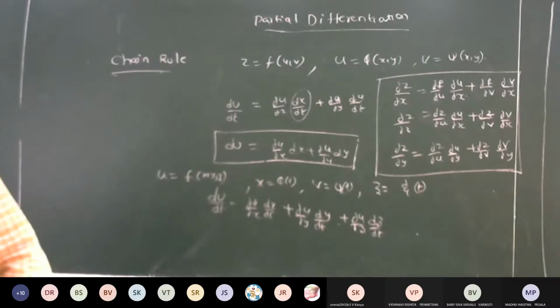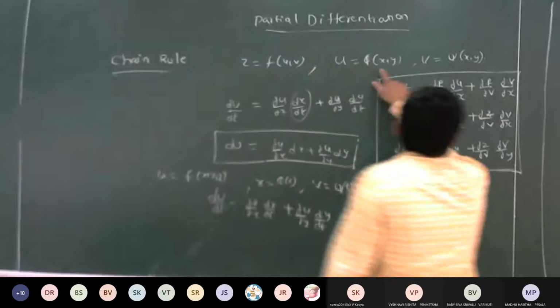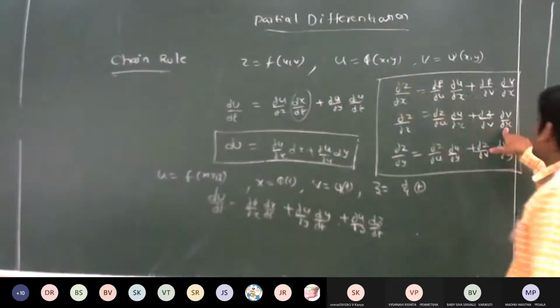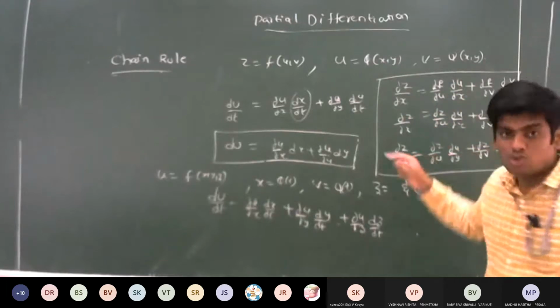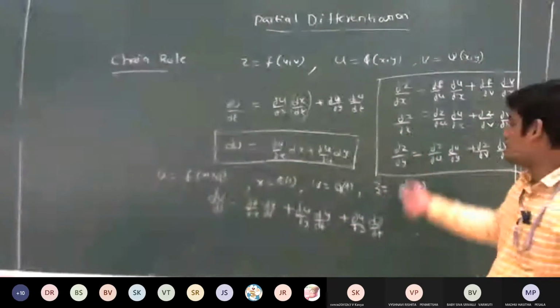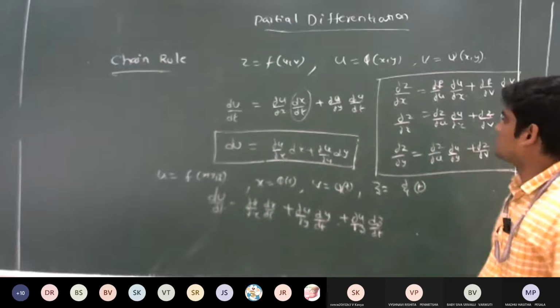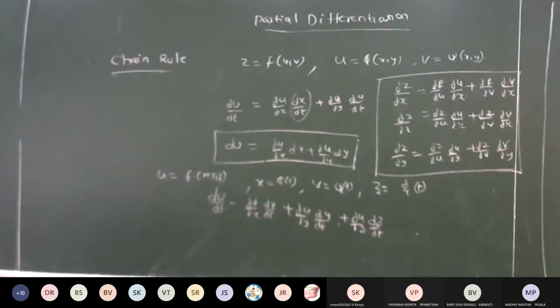is equal to ∂z/∂u into ∂u/∂x plus ∂z/∂v into ∂v/∂x. Similarly, it is a function of two variables, so ∂z/∂y also exists. So these are called the chain rule formulas, right? Is it clear to everyone? So the first one is the total derivative and the second one is the chain rule.